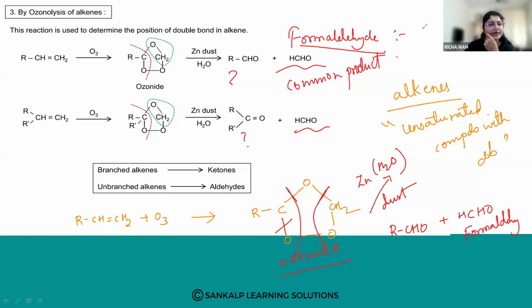So what we are going to do, we take an alkene and add an O3 molecule across the double bond. So here one oxygen and here one oxygen like this. The bond is broken here and here, so we are going to get RCHO and another RCHO. So this is the product obtained when we are doing ozonolysis.